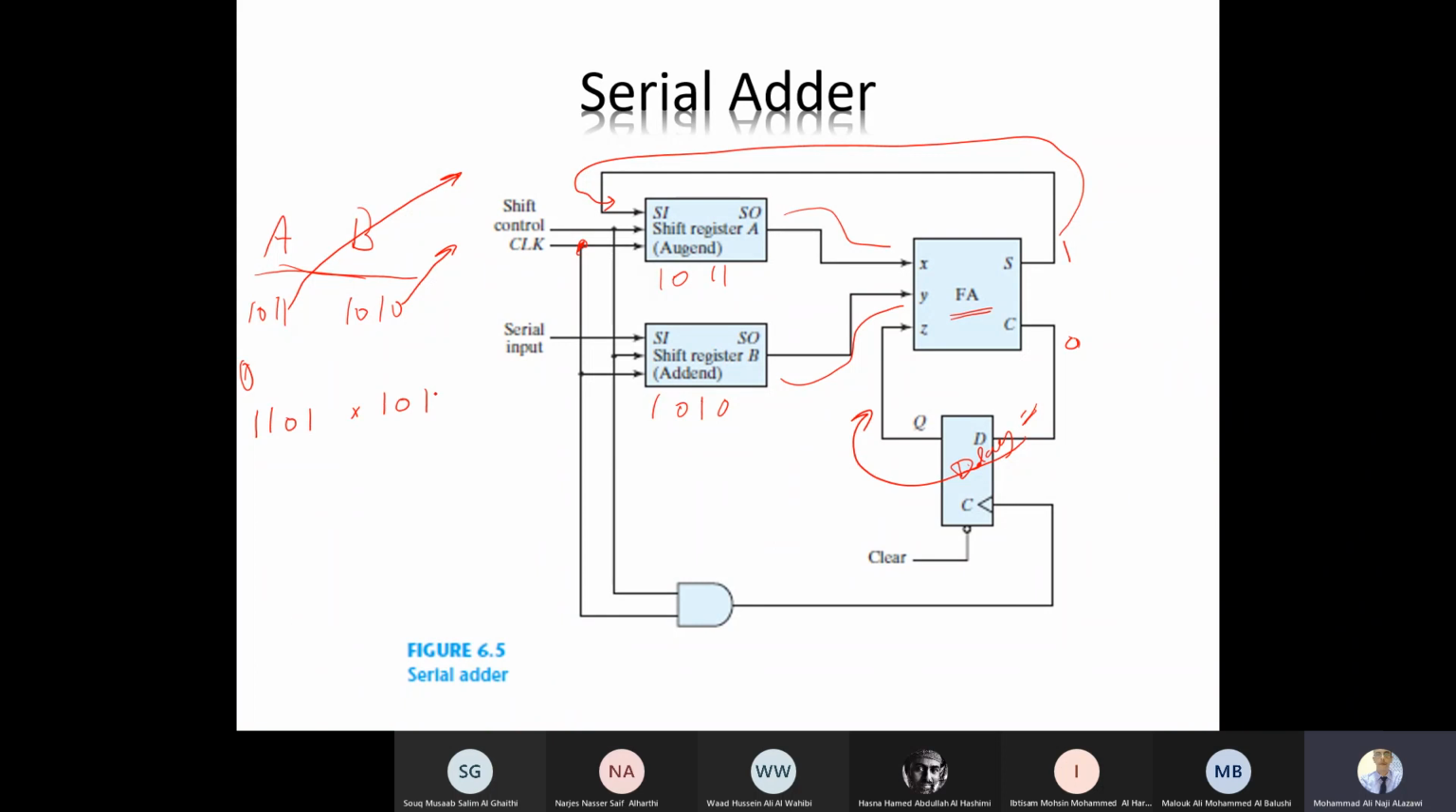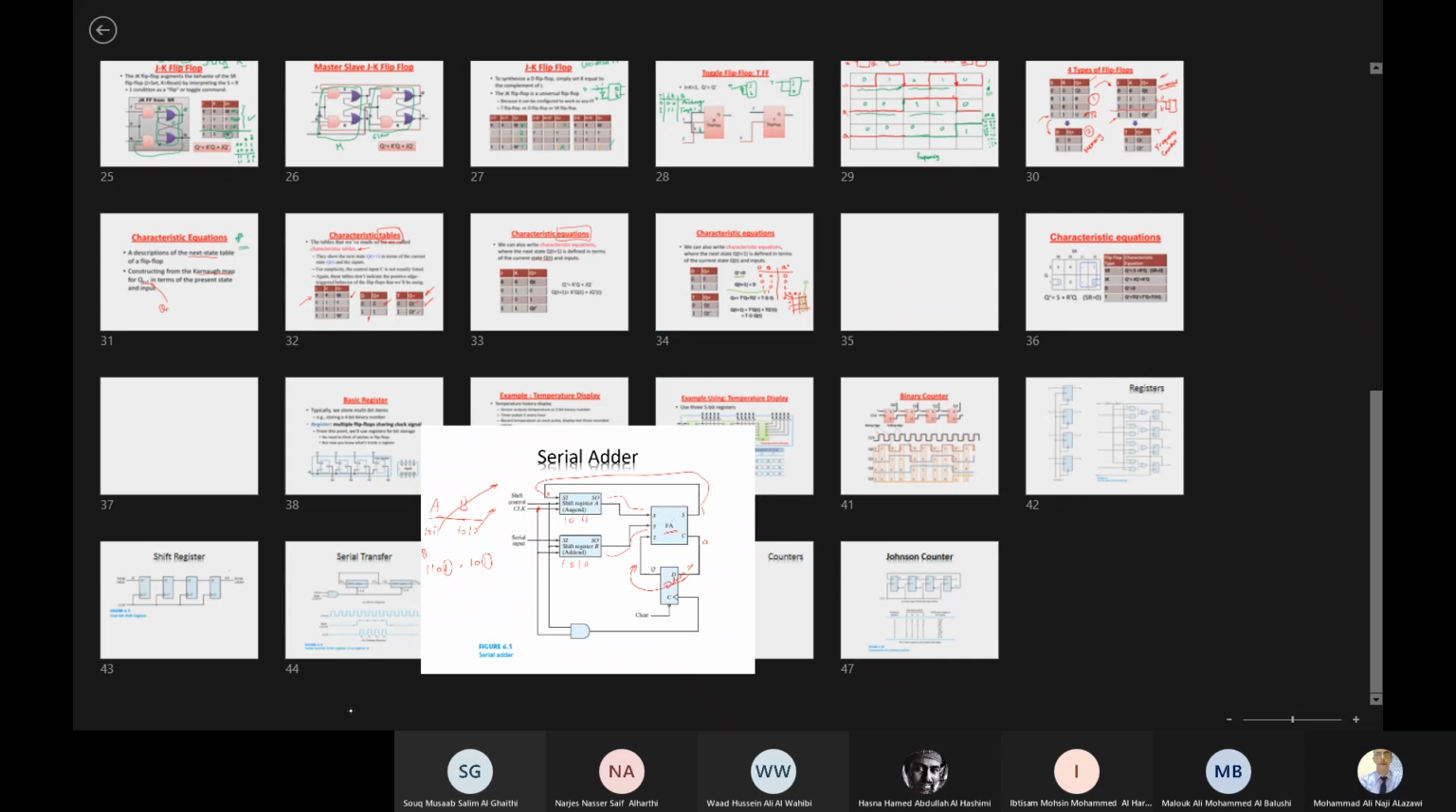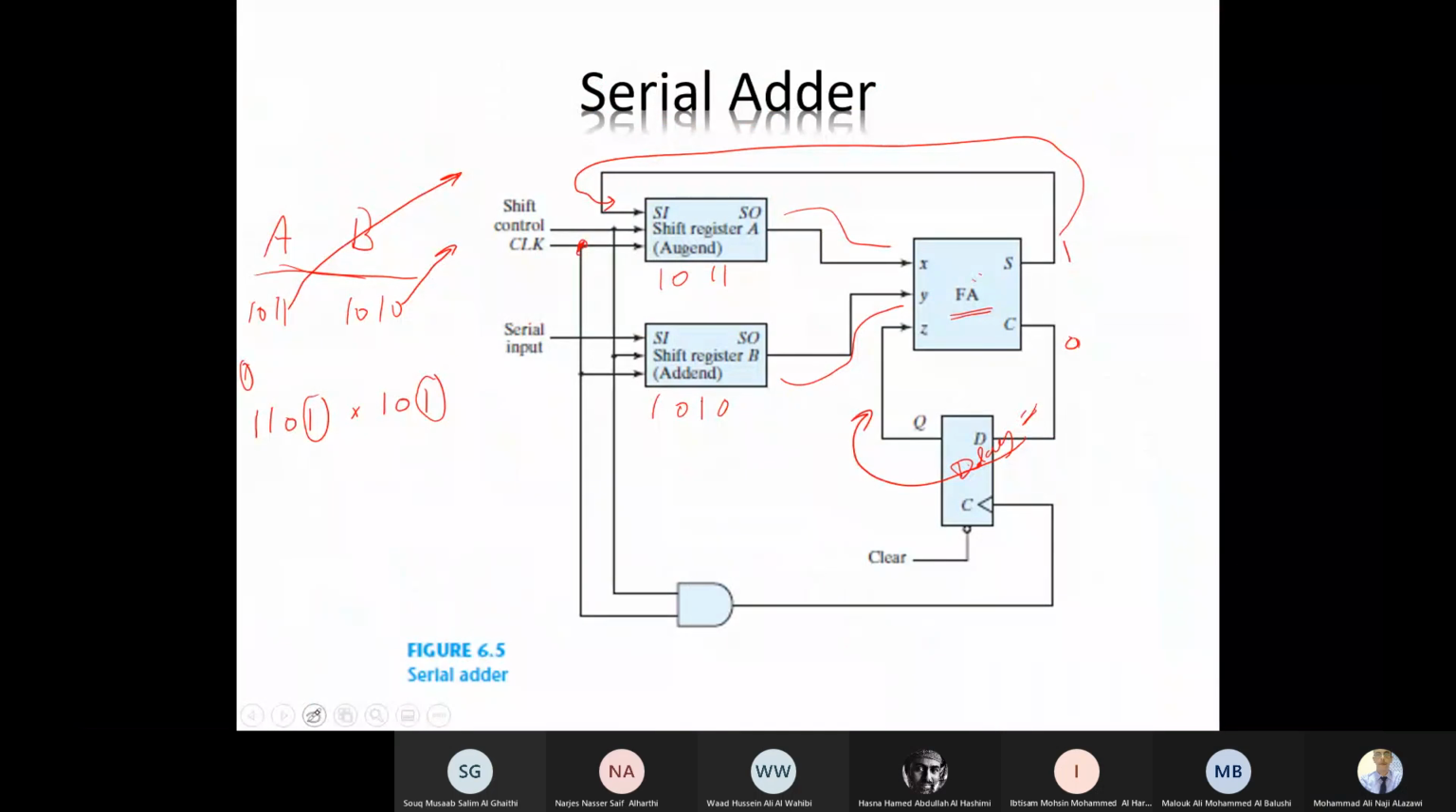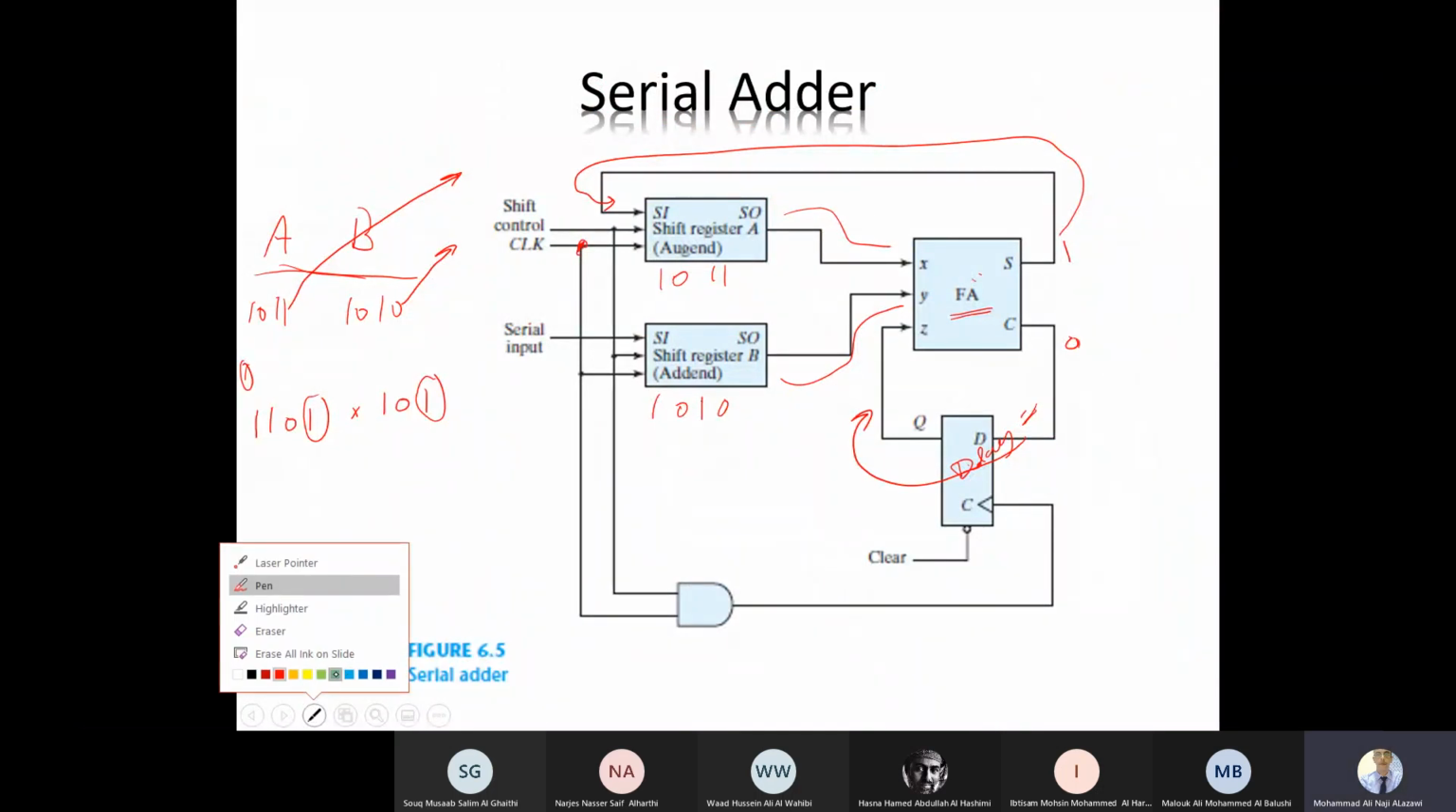Next clock pulse, this one and this one will move to the full adder, then 1 plus 1, the output will be 0, and the carry will be 1. Next clock pulse, 0 will be inserted here, then I have 0, 1, 1, 0.